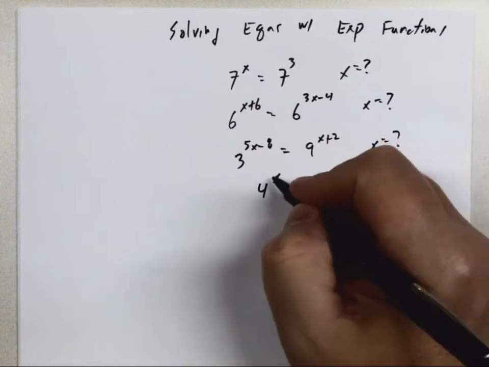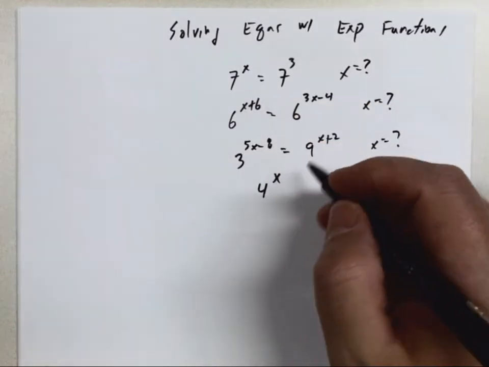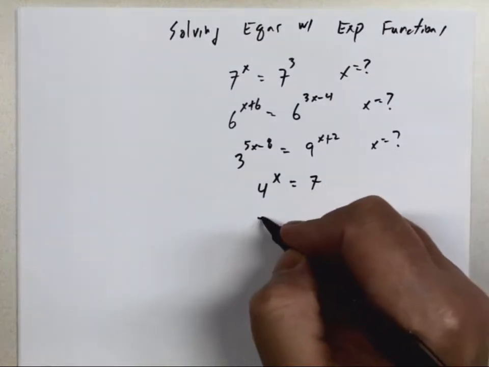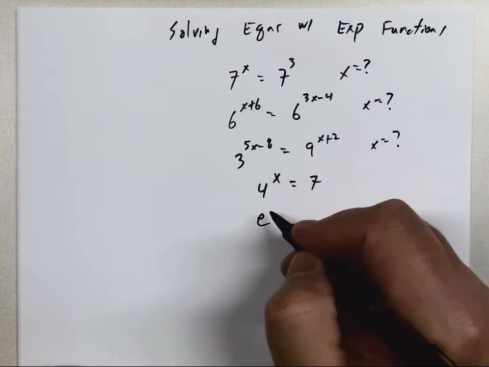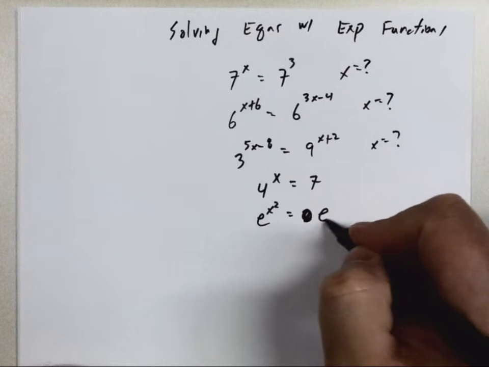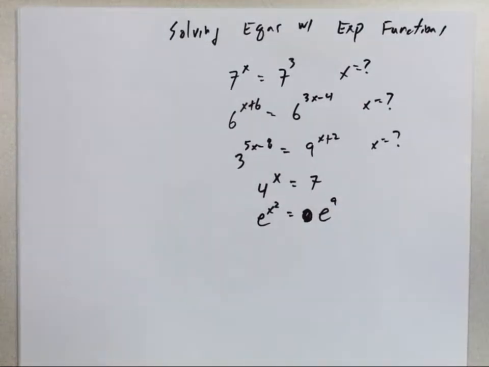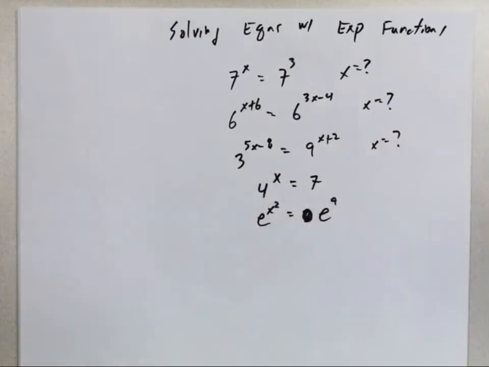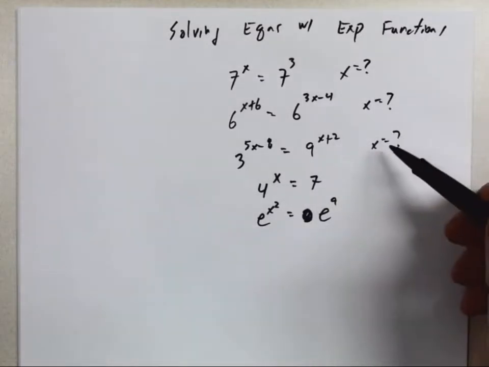And then one last one. I mean, we'll do more than probably just this, but I don't want to forget this one. Actually, I should put in e to the x squared equals e to the 9th here, and 4 to the x equals 7. These are all equations with exponential functions. In each of these, we have a variable in the exponent. Now we're going to try and solve these.